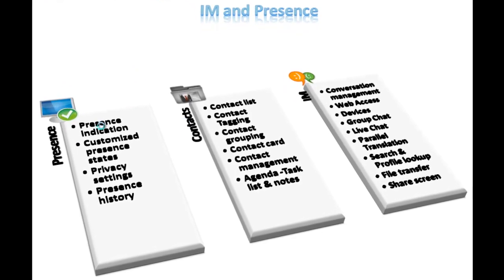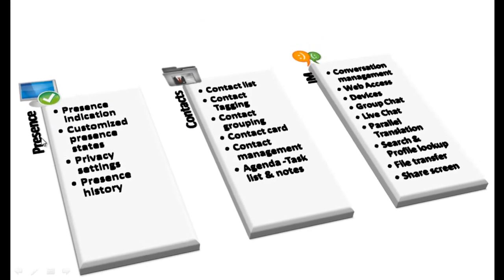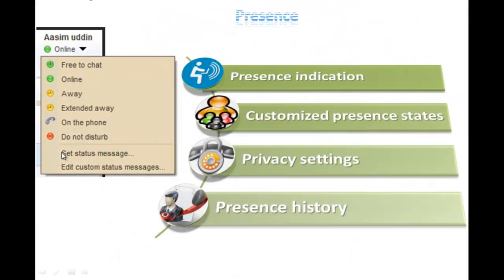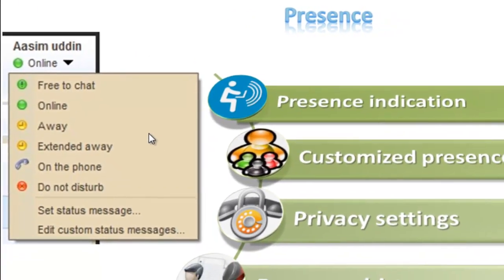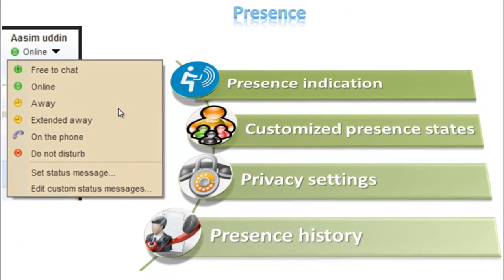IM and presence can be divided into 3 topics: presence, contacts, and IM. Let us look at presence. Presence establishes a user's personal availability through the use of common states such as available or busy. With rich presence information, users can make more effective communication choices. Now let me show you the features in presence.